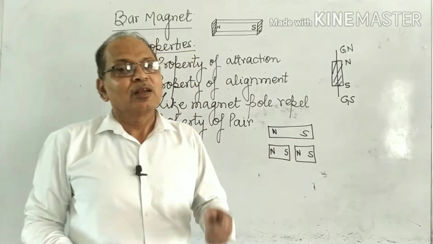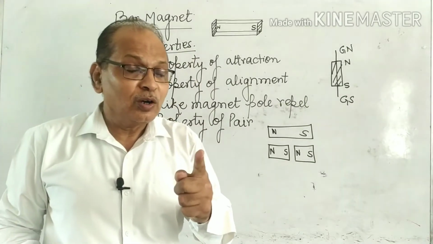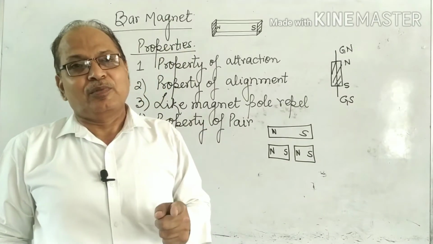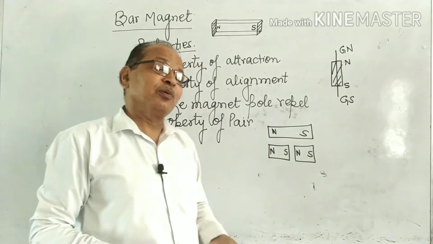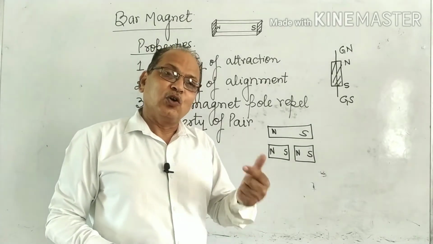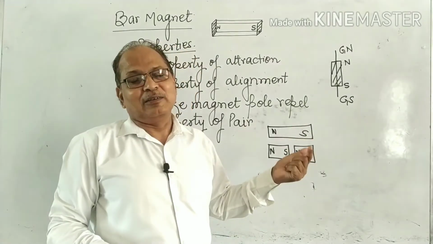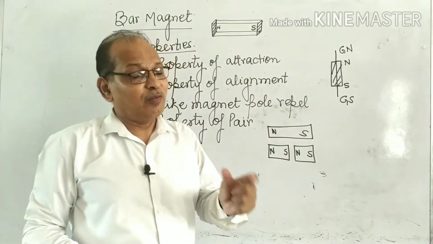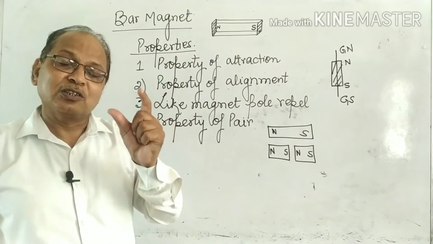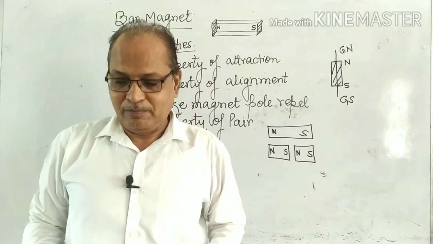That is, a magnetic monopole will not exist. Monopole means it is not possible for a north pole to exist separately without a south pole. So always for a magnet, north and south poles are there.